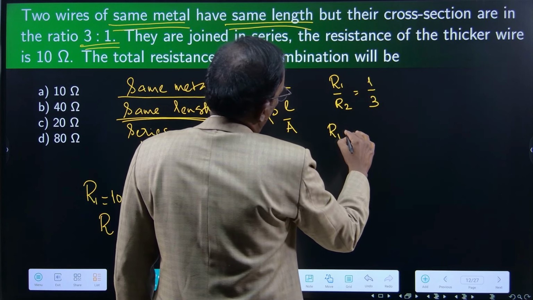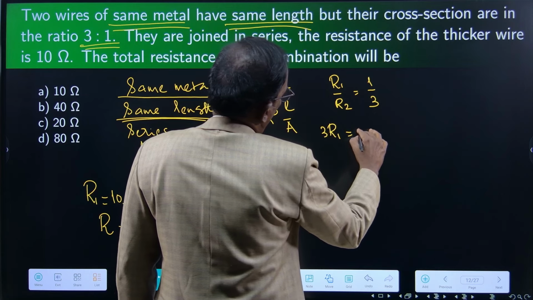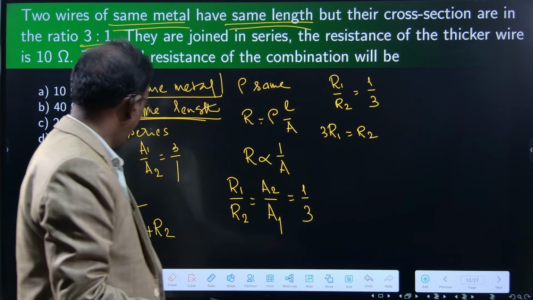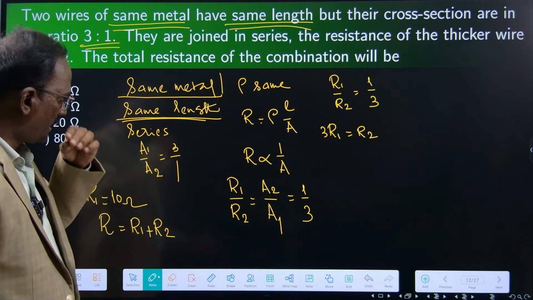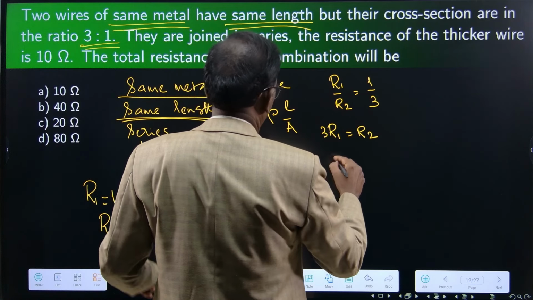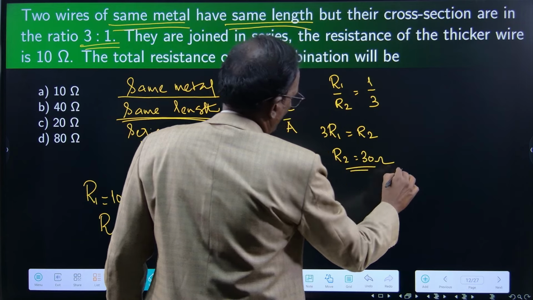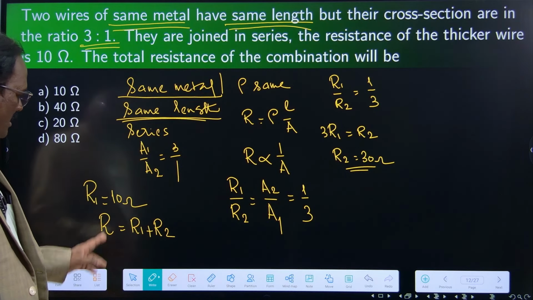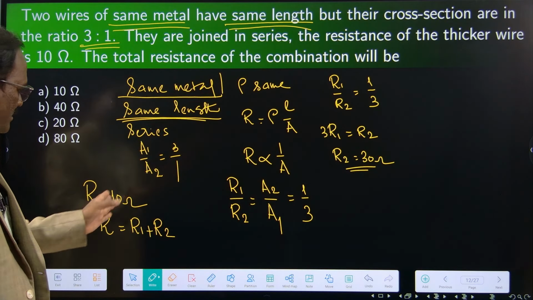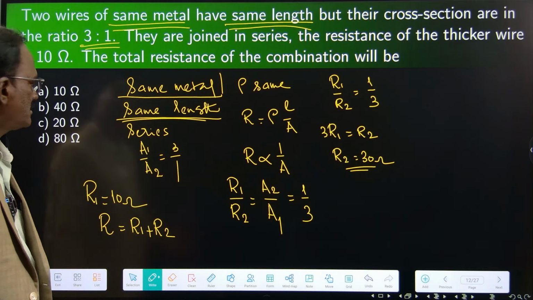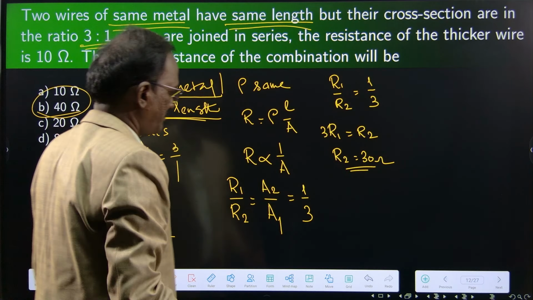So 3R1 is equal to R2. We need R2 first, then we have to add. So 3 into R1, R1 is 10, so R2 is equal to 30 ohms. Now it is found. R1 is already given as 10 ohms, 30 plus 10 because they are in series. So 40 ohm is the answer, option B.